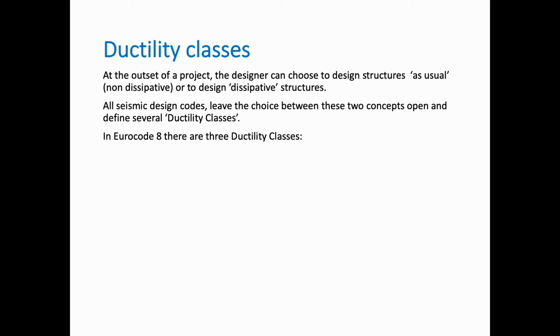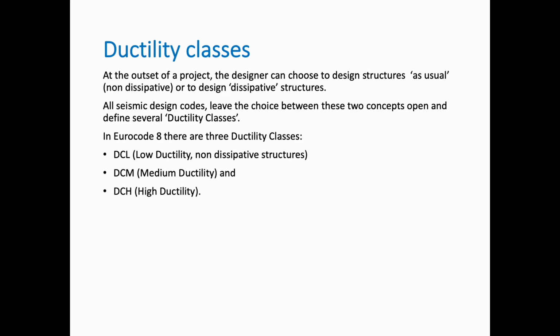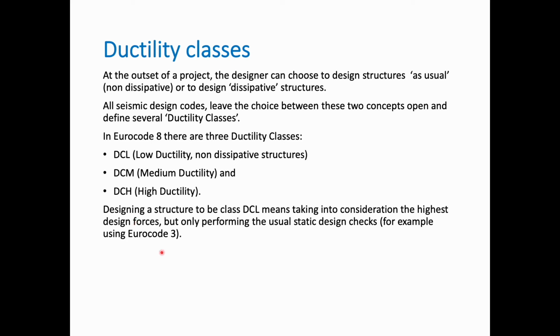In Eurocode 8, there are three ductility classes defined, starting with the DCL, which is the low ductility for non-dissipative structures, the DCM, which is the medium ductility, and the DCH, which is the high ductility. So just look at the last letter for low, medium, and high ductility. Designing a structure to be class DCL means taking into consideration the highest design forces, but only performing the usual static design checks, for example, using Eurocode 3, or Eurocode 4 if you're doing steel-concrete composite.